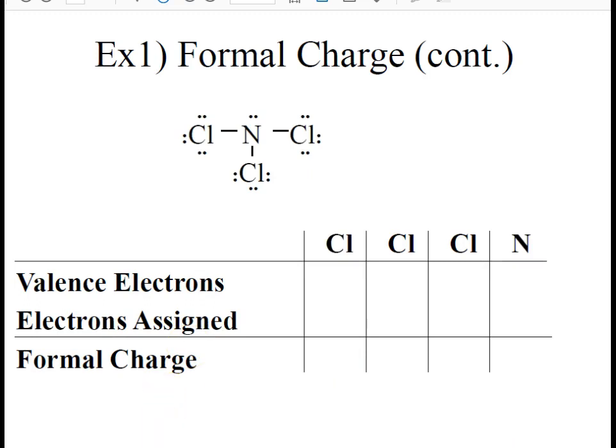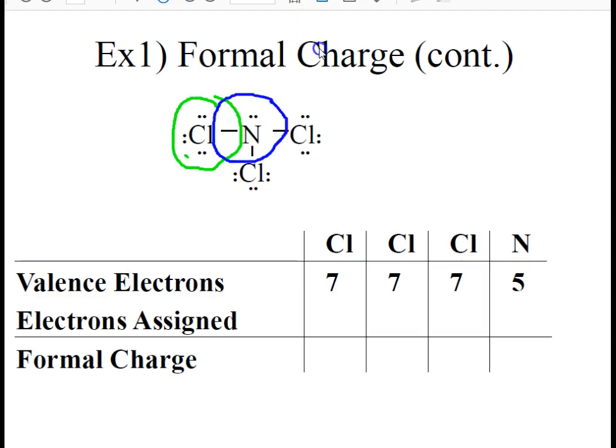Let's look at this structure, okay, the alternate one with the nitrogen in the middle. So same thing as before on our valence. Chlorine has 7 valence, nitrogen has 5. Now for the electrons assigned. Each of these chlorines is identical. So each of them has 6 dots and 1 bond. So 6 dots and 1 bond, that's a total of 7. Okay, so this is looking pretty good.